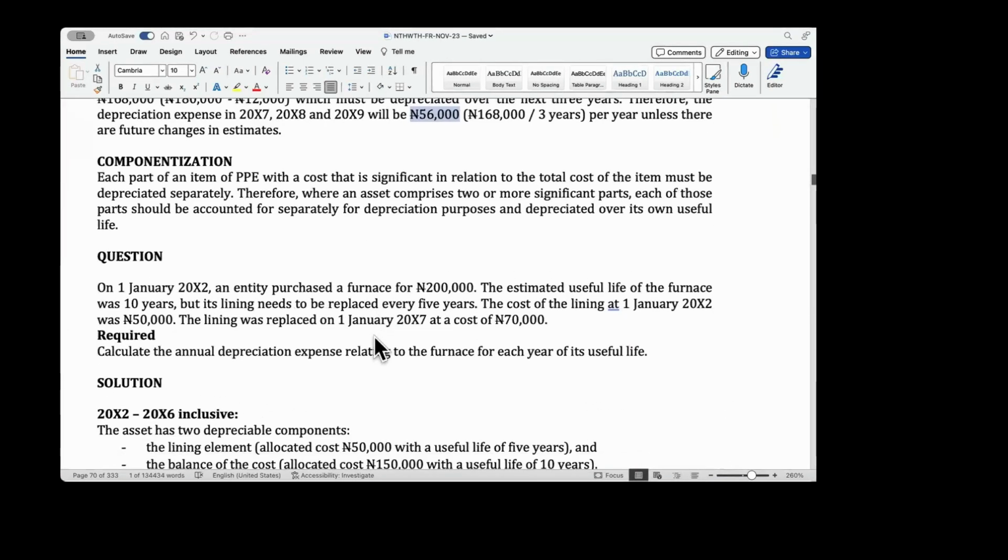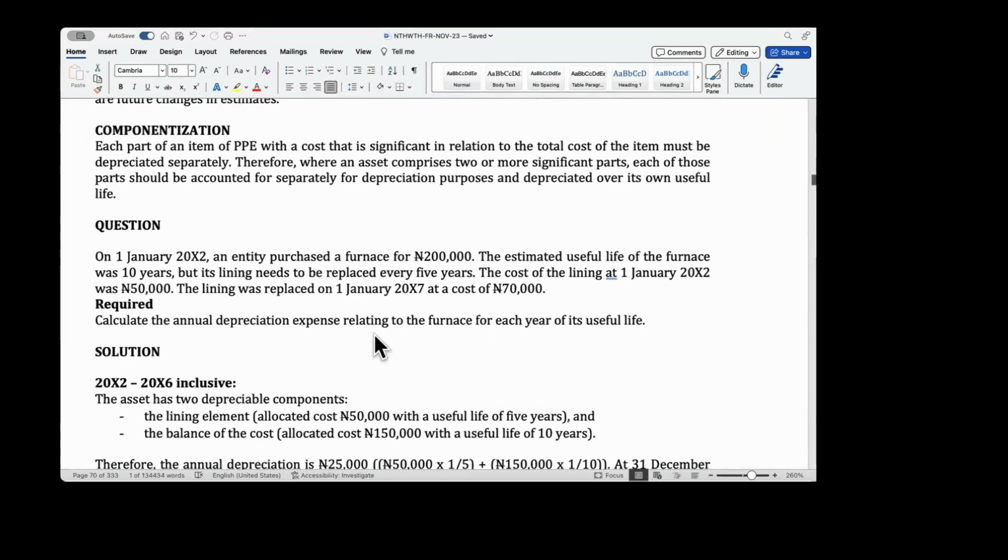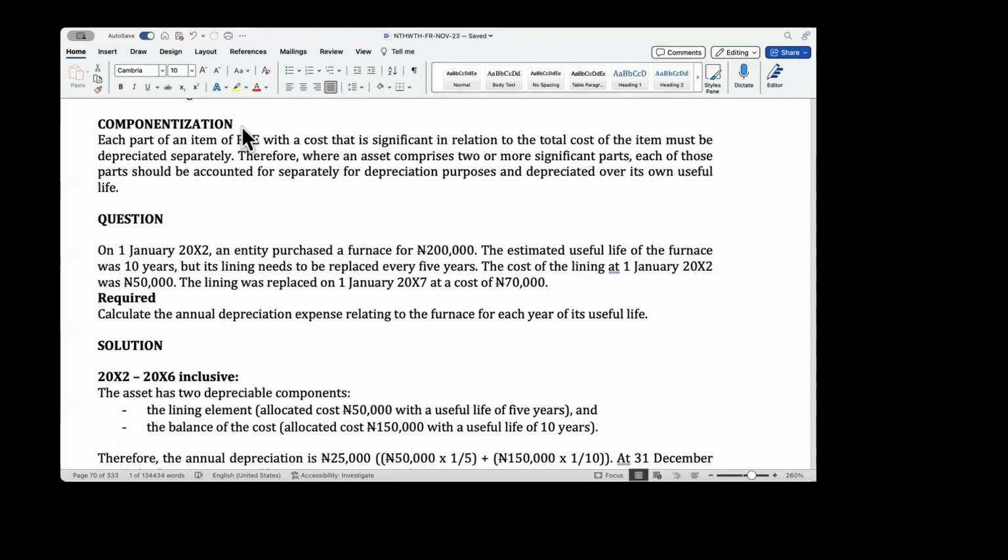Another question I need to look at, just to explain a concept, is something called componentization. This is a scenario where an item of PPE has different components, and each component is significant. Most importantly, each component has a separate useful life. So in that case, you need to depreciate each component. They must be depreciated separately.